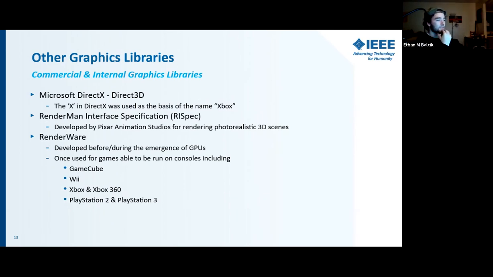And then, of course, we have RenderMan. That is Pixar's graphics engine. It's not necessarily a real-time graphics engine. It's more for rendering photorealistic scenes, sort of like we saw in that video in the beginning. And then RenderWare was used on a lot of OG game consoles, like the GameCube, which is still to this day my favorite game console.